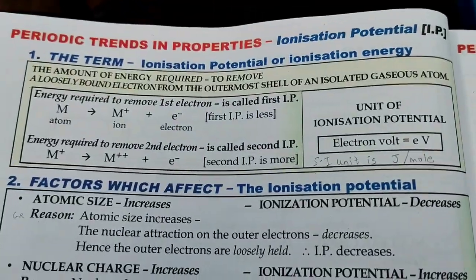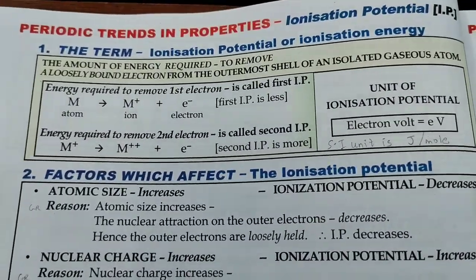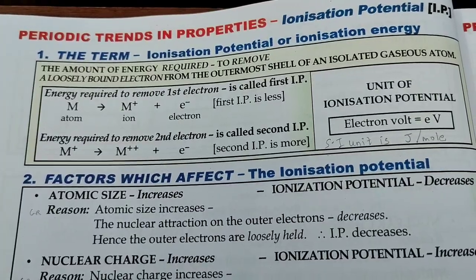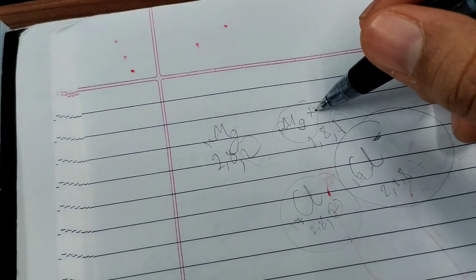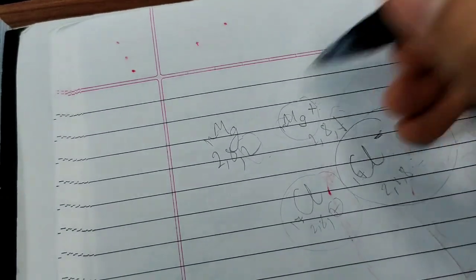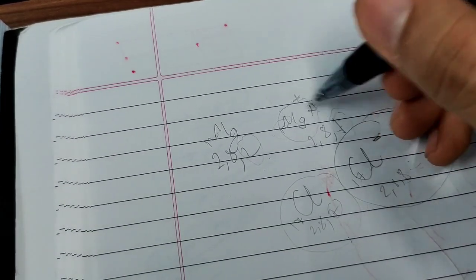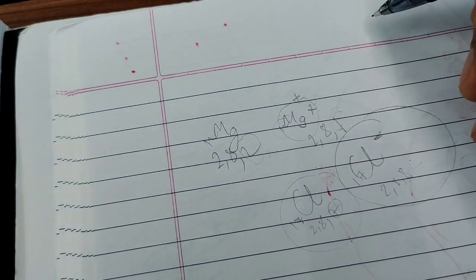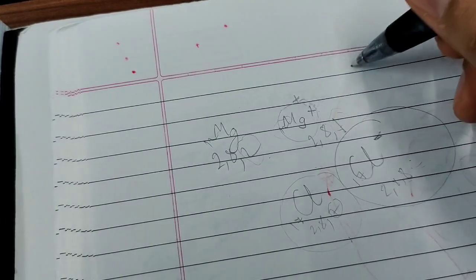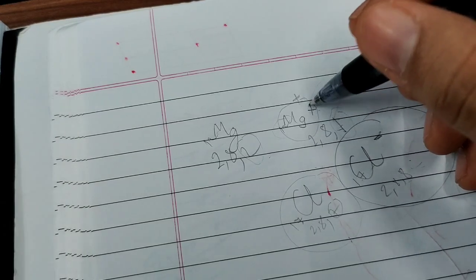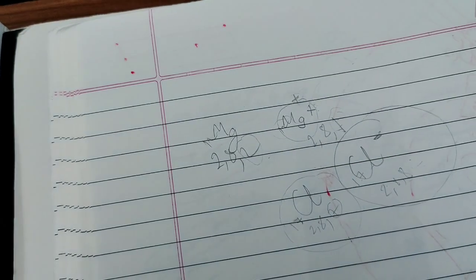Now the next property trend is for IP, ionization potential. If you remove the first electron from magnesium and make it Mg1 plus, it is called the first IP. And then if you remove one more electron from the last shell, it is called Mg2 plus. And that energy is called second IP. Second IP will be more than the first IP because after the one electron is gone, the nuclear pull is concentrated on that remaining one electron.